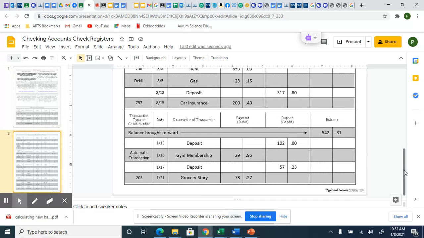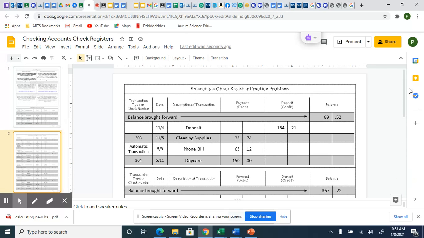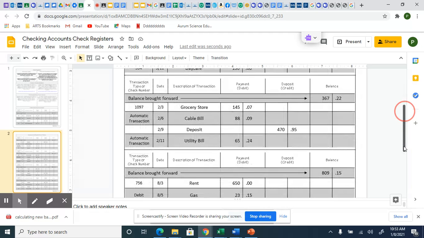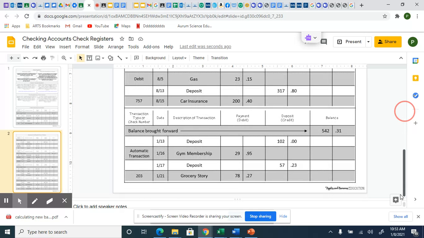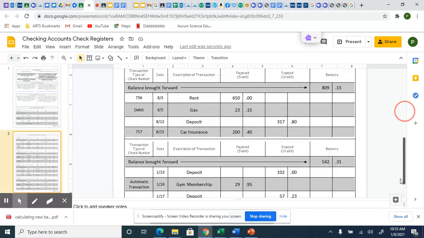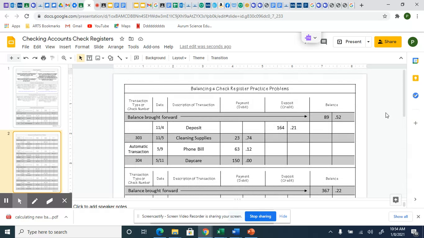Let's look at the second sheet. So, is there anything tricky on here? No. You're just doing the same thing we just did, and moving down again, same thing. So you get to practice on these 4 registers. But as you see, it's just adding and subtracting, right? So that's easy.